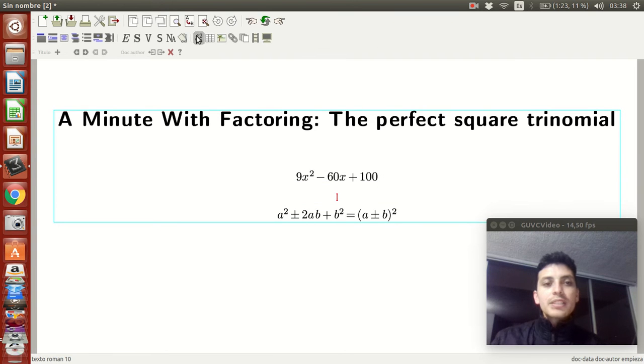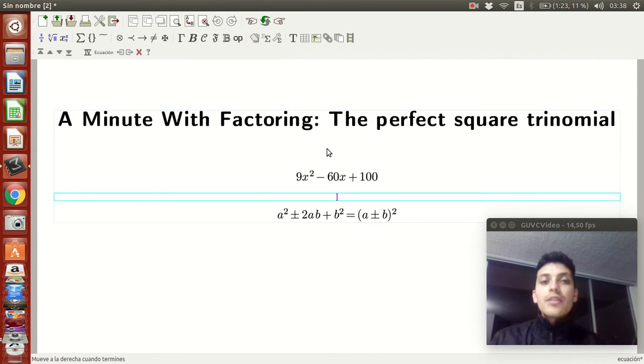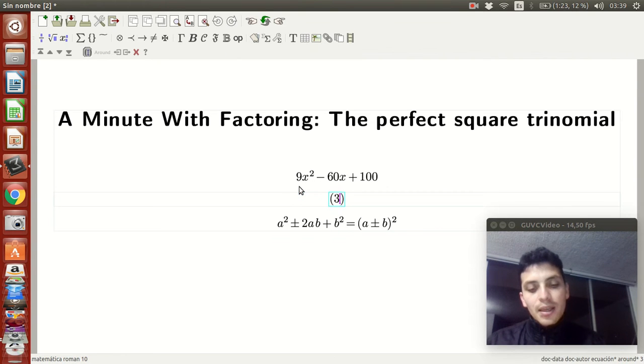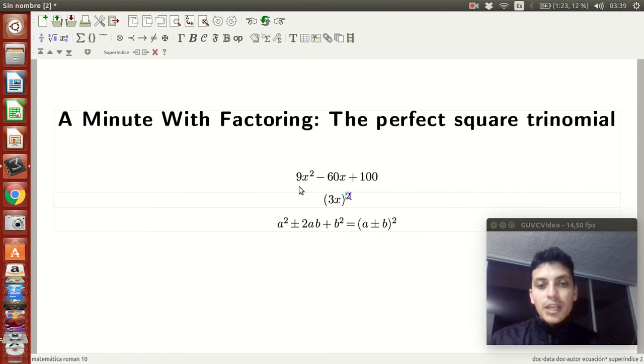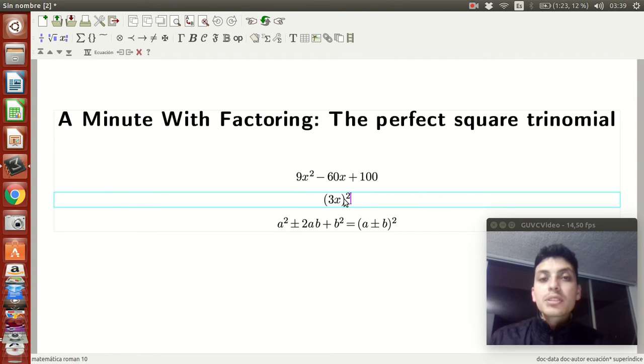I'm going to rewrite this equation trying to find two squares. There are two ways to do the perfect square trinomial, but I'm going to use one. So I'm going to try to write this term as a perfect square, I mean, just one parenthesis with one square. So you have to take the root of 9 to see if we have a square. The root of 9 is 3. So we can rewrite the expression as 3x raised to the second power. Okay, if we apply properties of exponents, we'll have 9x squared minus 60x plus 100.